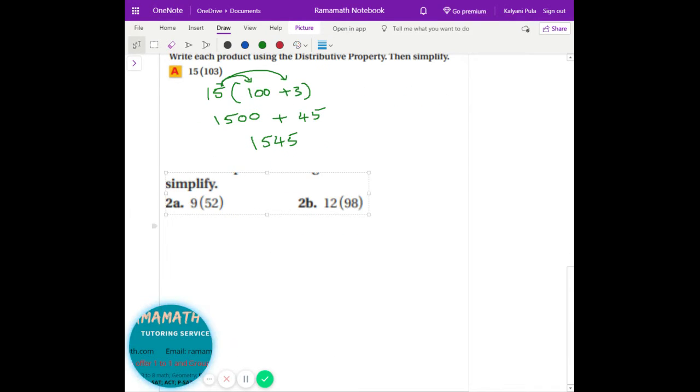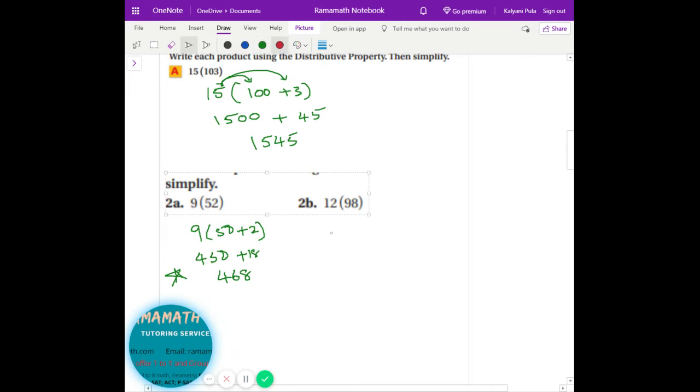All right, Arya, tell me how did you do the first one? What did you do? So first I took 52 and made it 50 plus 2. Good job. Then I multiplied 9 by 50 and then multiplied 9 by 2. Okay. And then I got 468. Good work. Very good. Excellent. I got the same thing. Awesome.